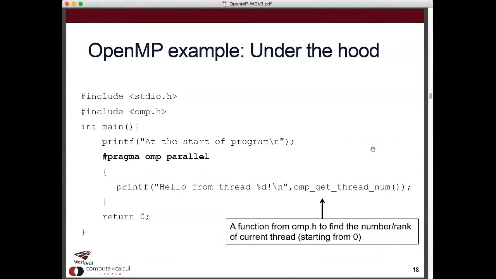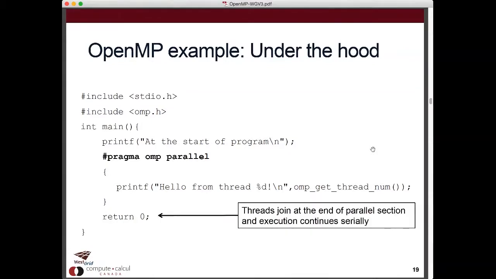So this is a function which gives you the rank, or the thread number. It will give you either 0 or 1 or 2 or 3, not 4. So this is not the number of threads. This is the rank of each thread. As I said, it starts from 0 up to n-1.